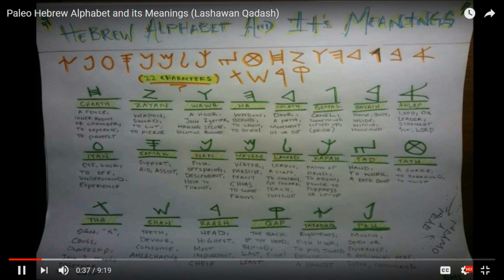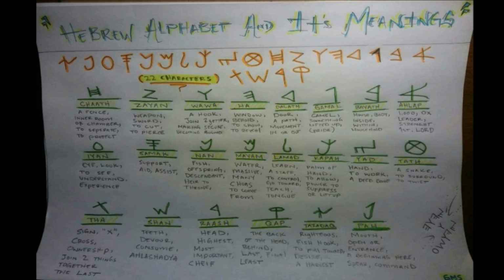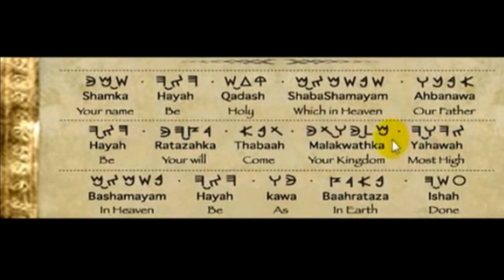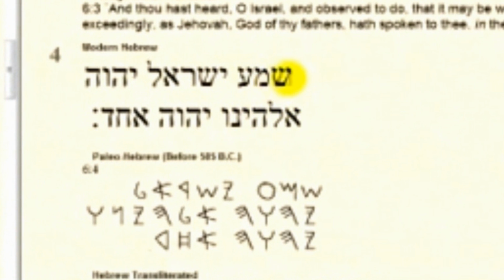Stone. In Shalom Vakasat Laha Bakyar with Shalom, in Hebrew is peace. Wa is and. Kasad is mercy. Yah. Yah is for Yasharala. Malak wath ka. Your kingdom. Malak wath is kingdom, because the word malak is king. Alright, here it goes. Shemai Yasha'ala Yahweh alahayam Yahweh Akkad.